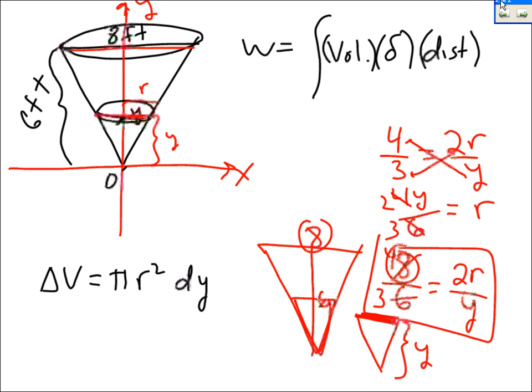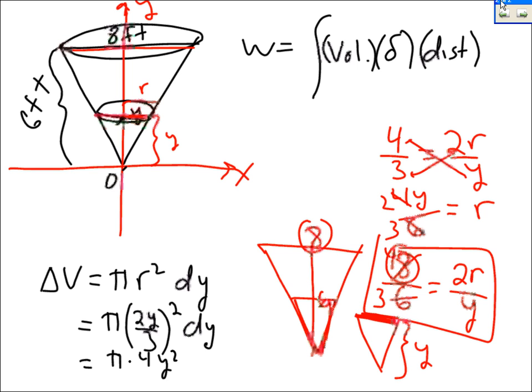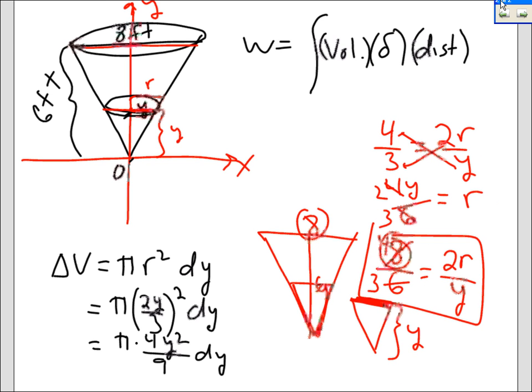Okay, well that's helpful. So the volume is pi times 2y over 3, that's r squared dy. That is, it's pi times 4y squared over 9 dy. That's the volume. The 4 pi over 9 I can pull in front.